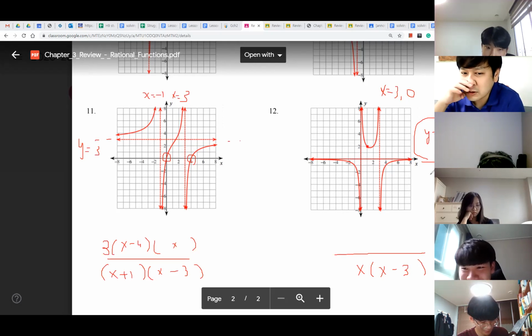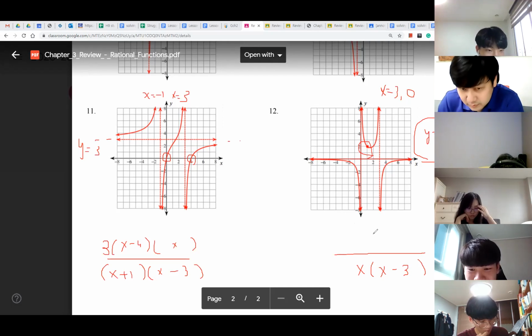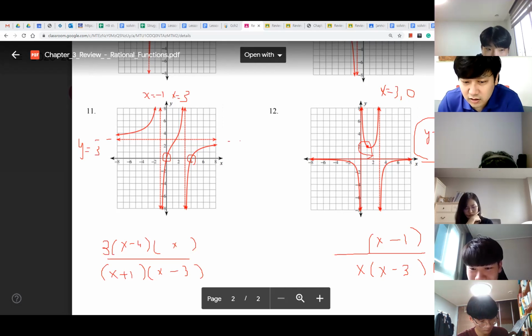Okay, so another hint, boys, another hint. Let's go back to Eddie. Another hint. A hole at x equals 1. So there's a hole. What does that mean? x minus 1 on top, and x minus 1 on the bottom too. Good. Is that the end here?